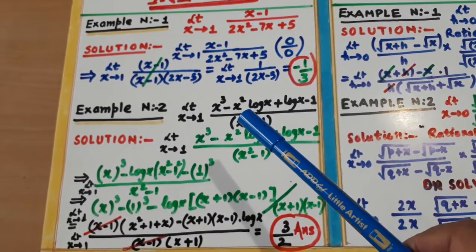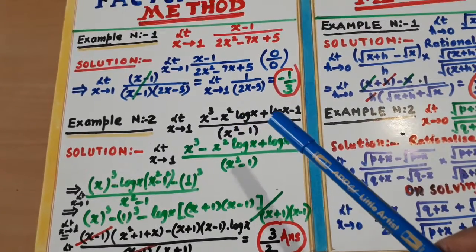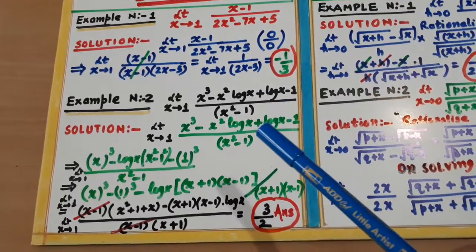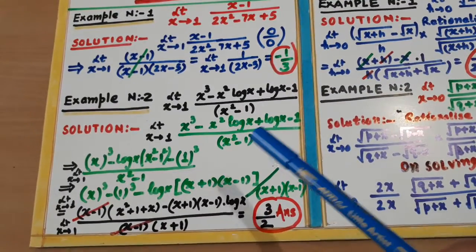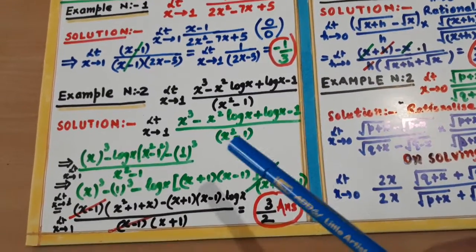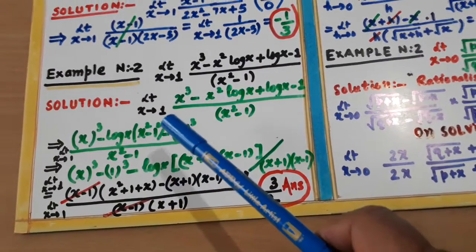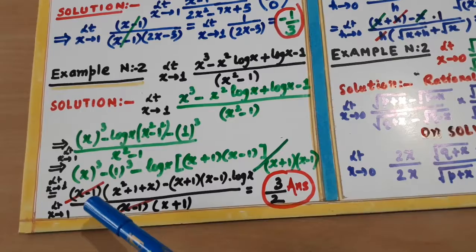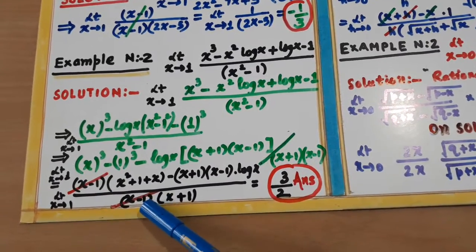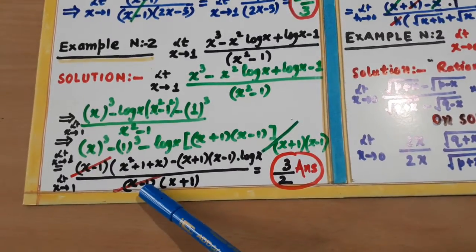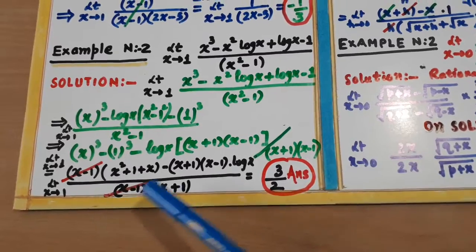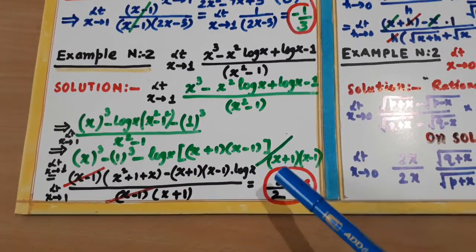Now let us go to the second example. X cube minus x square log x plus log x minus 1. Limit x goes to 1. You will get 0 by 0. Factorize it, and you will find that x minus 1 comes as a factor in the numerator as well as in the denominator. Cancel it. Now you put x equal to 1 and you will get 3 by 2.